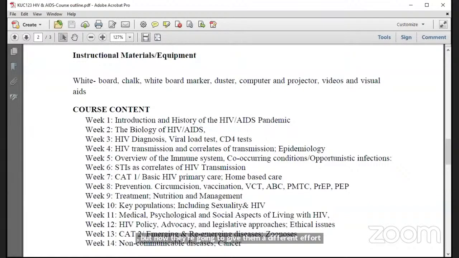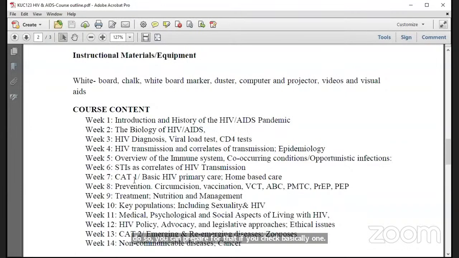Then week 7 will have a CAT. This CAT will cover week 1 to week 6, and it will be done online, and it will be multiple choice questions, so you can prepare for that. It will take basically 1 hour.